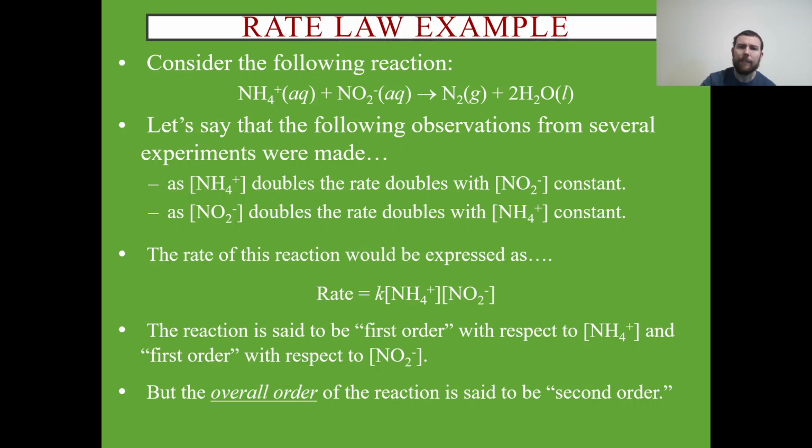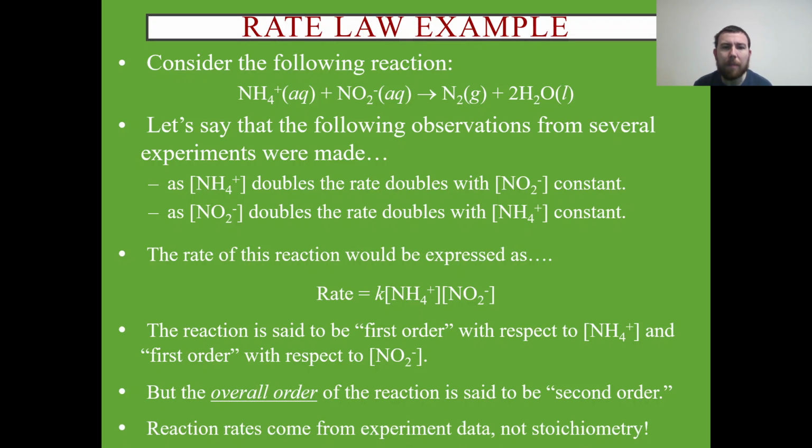All right. And I know I've mentioned it, but please keep in mind that reaction rates come from experimental data, not stoichiometry. Notice that we said we carried out the experiment and made these observations. We didn't use the stoichiometry of this process to help us come to the conclusion that NH4 plus was first order and NO2 minus was first order. We're going to constantly be coming back to that particular point here, right? Reaction rates come from experimental data, not the stoichiometry. Okay.